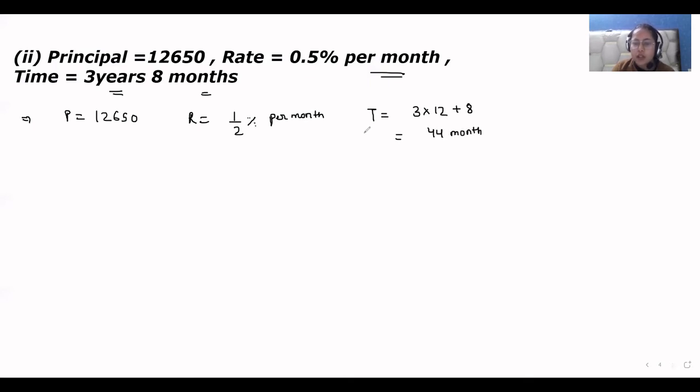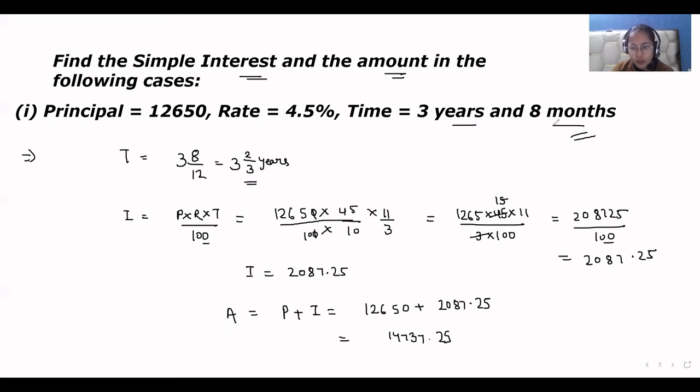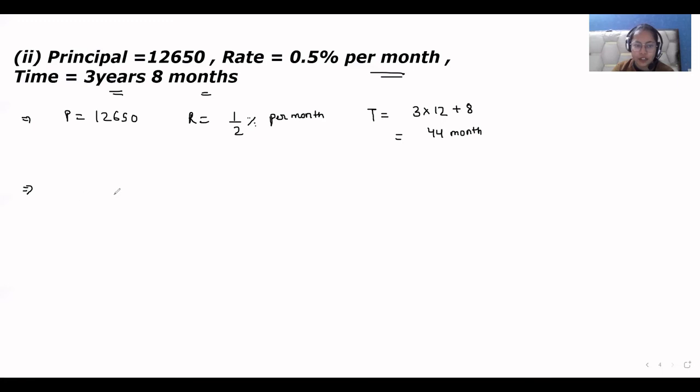Now we have the time in months. Our rate is also in months and our time is also in terms of months. So our main motive is that our rate and time are in 1 unit, either in months or in years. So in the last question, we solved it by converting into years, and in this question, we'll convert it into months. So there are two ways you can solve a simple interest question.